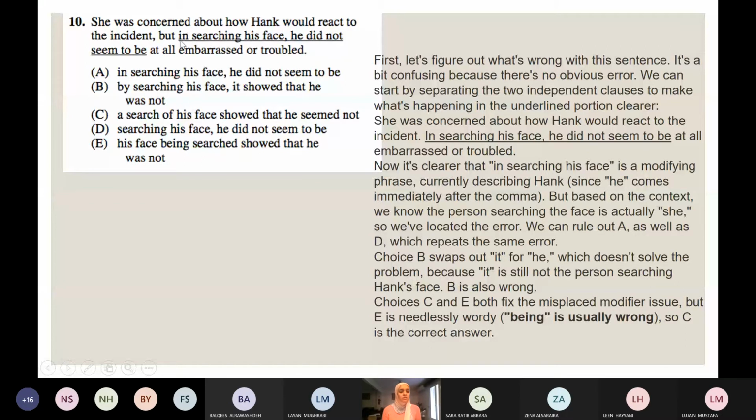So she was concerned about how Hank would react to the incident, but a search of his face showed that he seemed not. Are you with me, Greta? Yes, yes, miss.